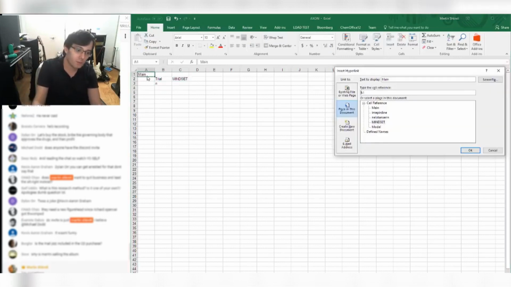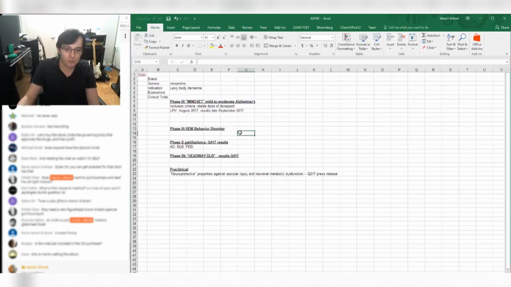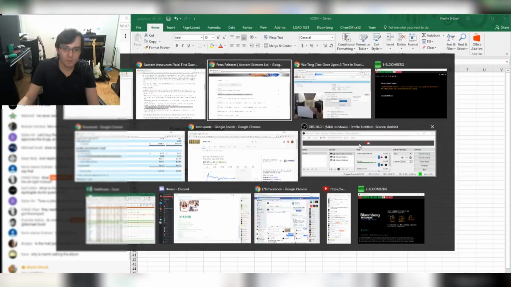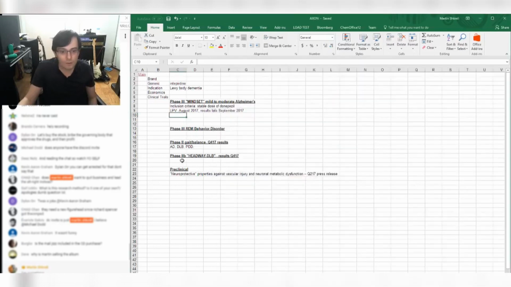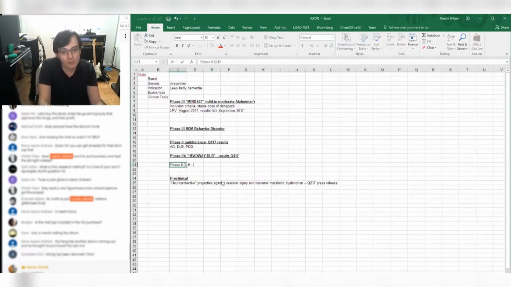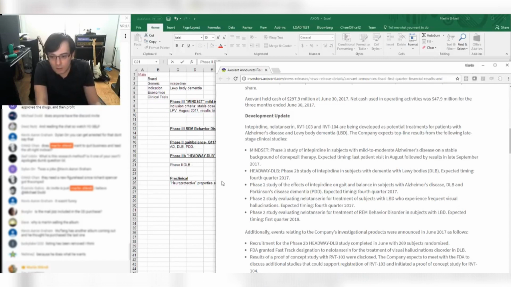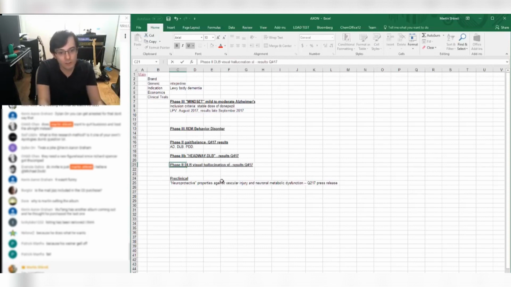So again, all of this you can get from just translating, in essence, from this press release. So let's add that second phase 2 DLB. They're saying results in Q4 17. So basically, the reason this is different is the DLB visual hallucination study.